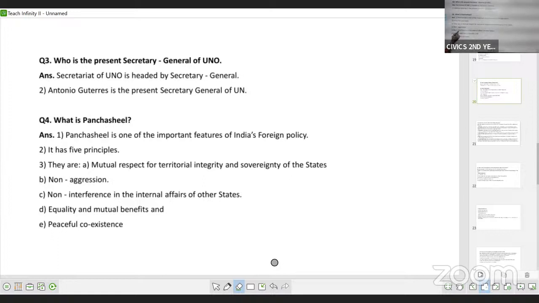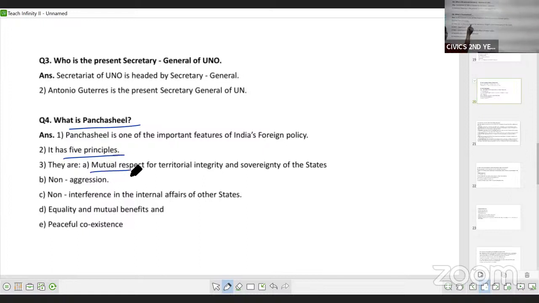Next is, what is Panchsheel? Panchsheel is one of the features of India's foreign policy. It has 5 principles. Panchsheel means 5 principles. So, what are the 5 principles?